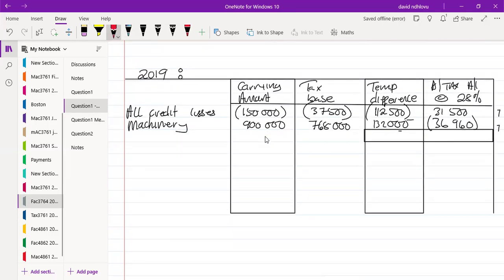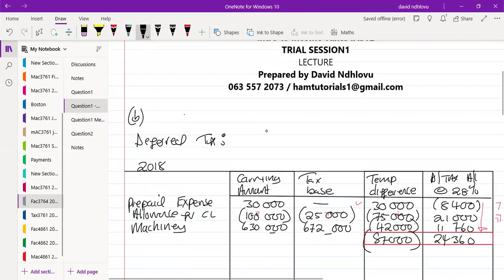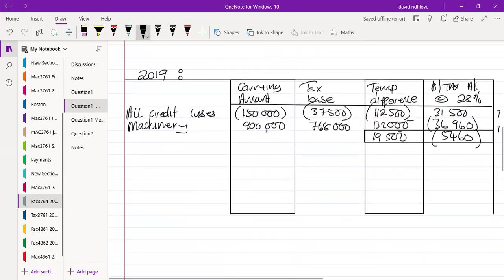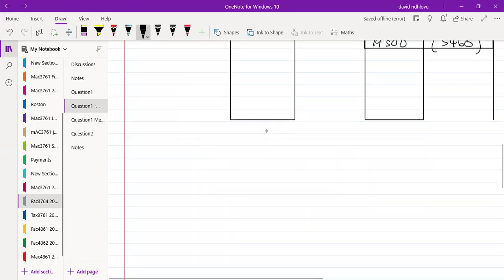Then I say 11,500, which is negative, plus 132,000 positive. That gives me a positive amount of 19,500. Multiplied by 0.28, that gives me 5,460, which is a negative amount. Right, so I've calculated the deferred tax of the prior year. I've calculated the deferred tax of the current year.